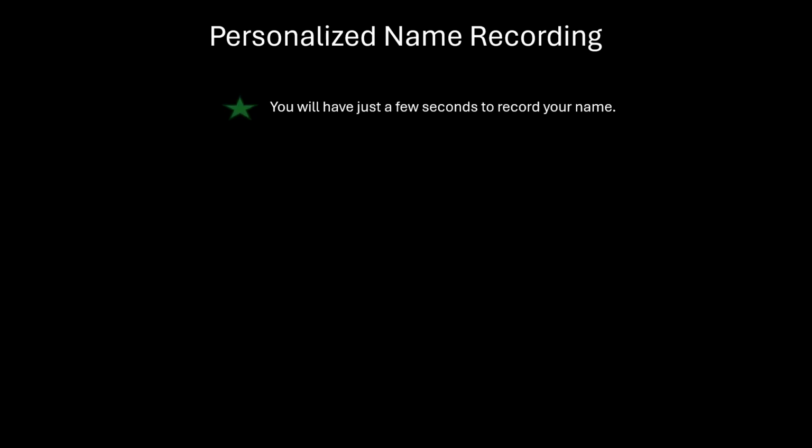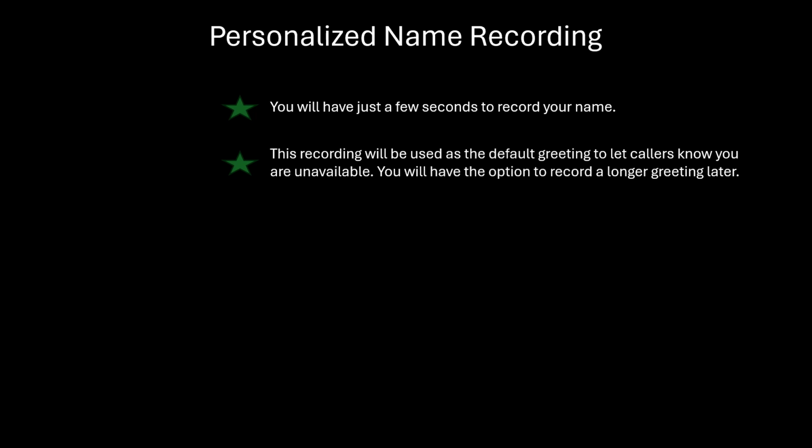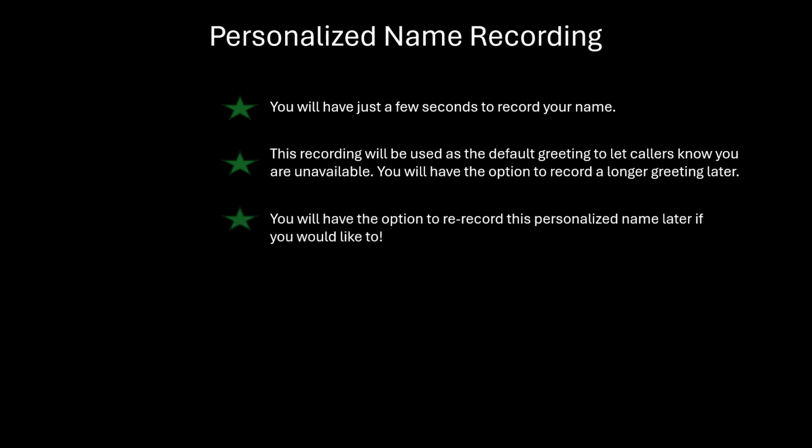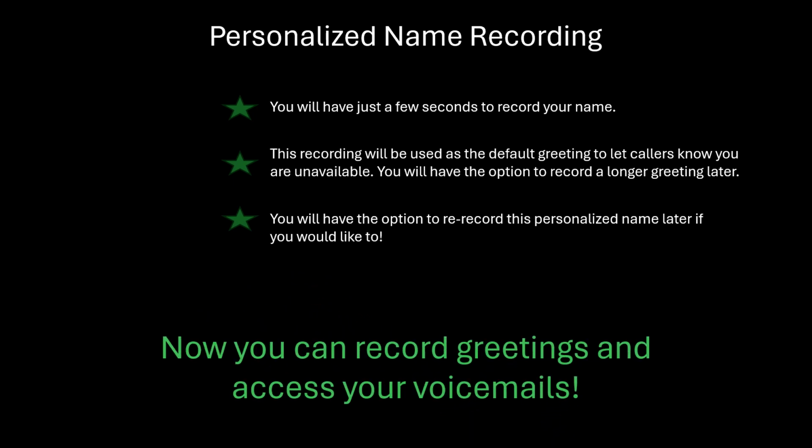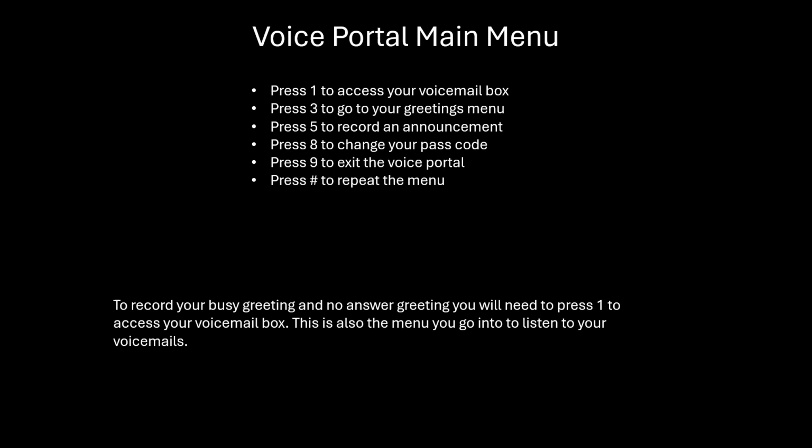You will have just a few seconds to record your name. This recording will be used as the default greeting to let callers know you are unavailable. You will have the option to record a longer greeting later. If you need to re-record your name at a later time, you can by going to the Greetings menu from the main menu. After you've finished your name recording, you will be able to record your greetings and access your voicemails. Now that we are done with that part, we can continue on to the main menu.